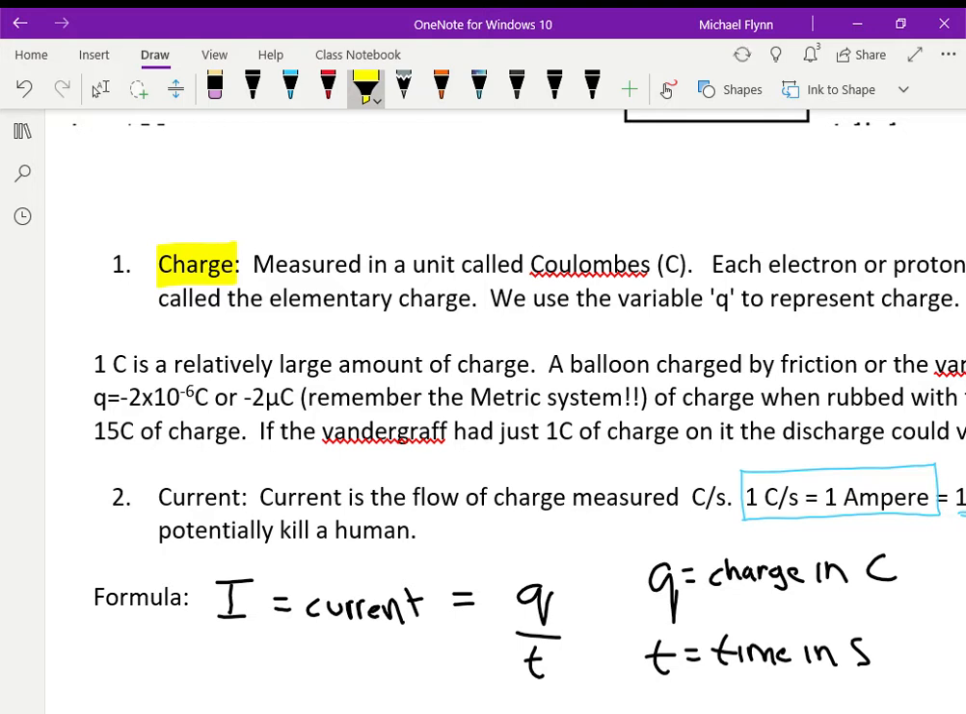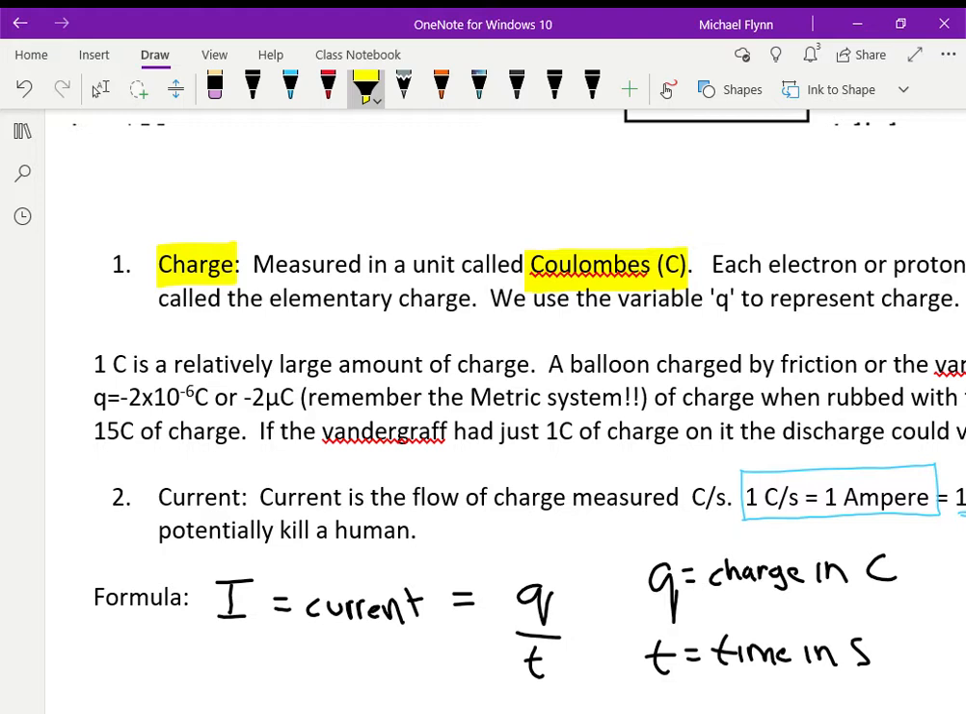Okay, so charge. Charge is measured in a unit called coulombs. So this is how we measure charge. Just think of it like this. Students get confused sometimes. We measure your mass in a unit called kilograms, right? Well, what really is a kilogram?